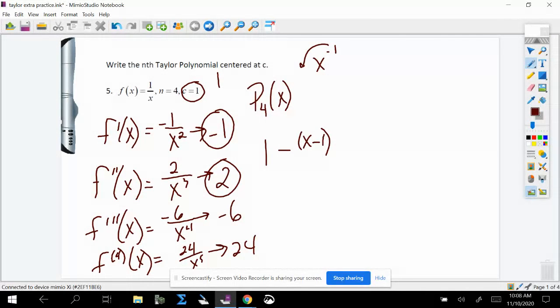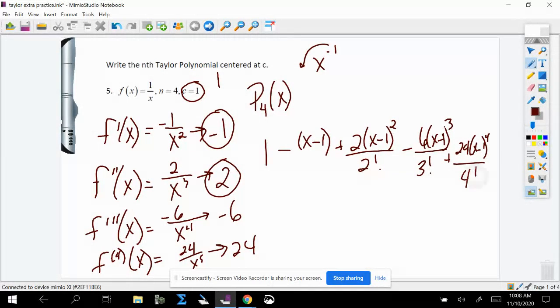And then the next coefficient, so plus 2, now it's going to be x minus 1 to the second power, and it's going to be over 2 factorial. Then the next one is going to be a minus 6. It's going to be x minus 1 to the third power over 3 factorial. And then finally, 24, x minus 1 to the fourth power over 4 factorial.